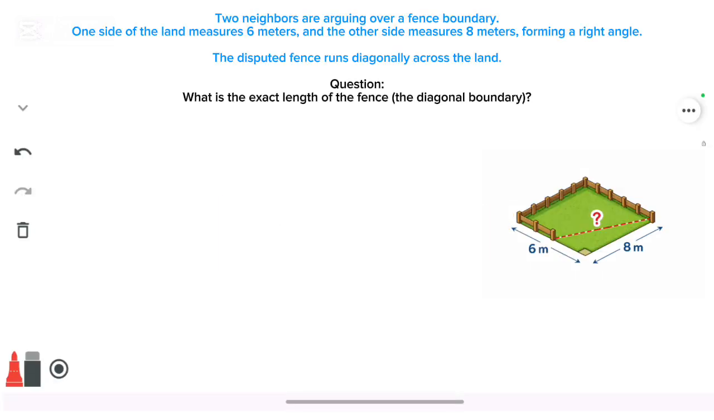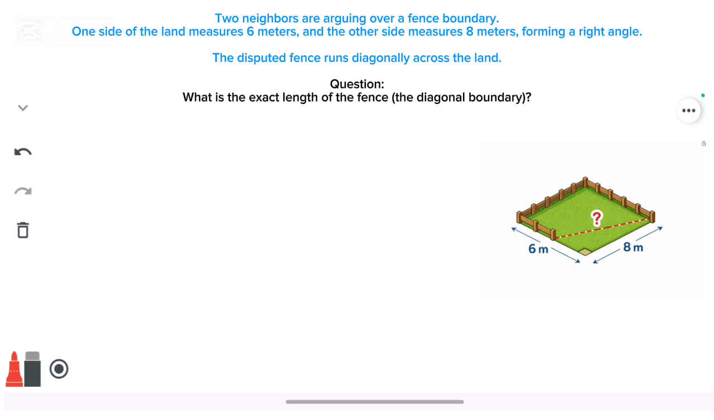For this video, I am going to show you how to use the Pythagorean equation. So we are going to look at the problem statement and the questions. Alright, so first of all, let's look at the problem statement.